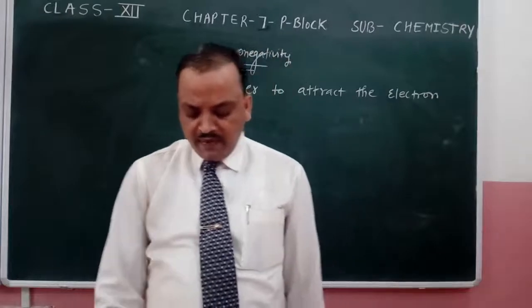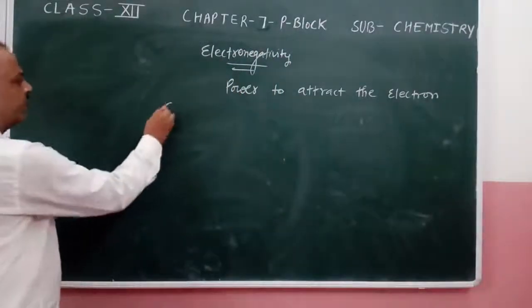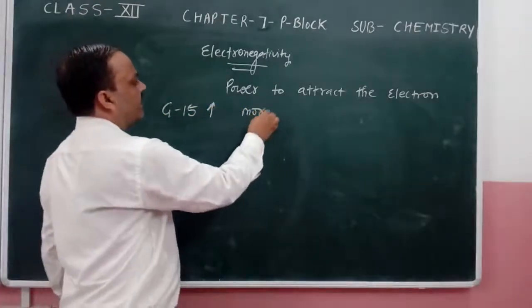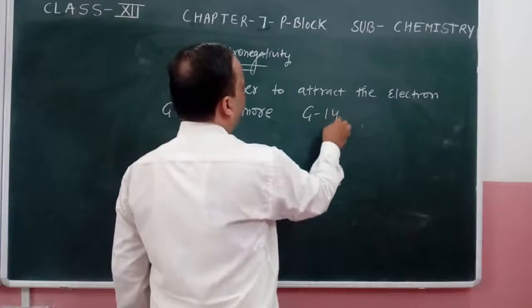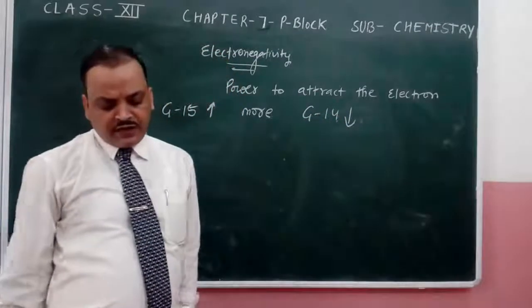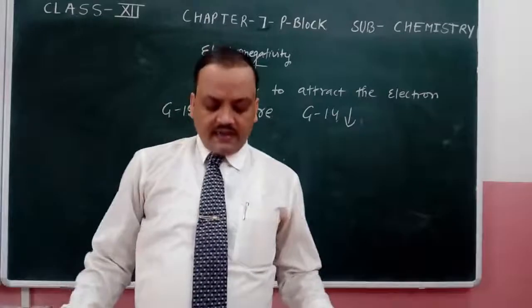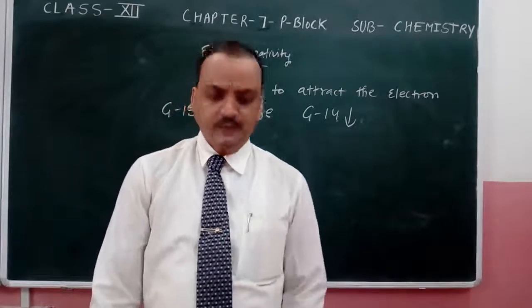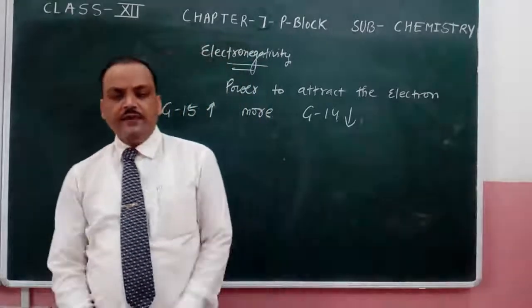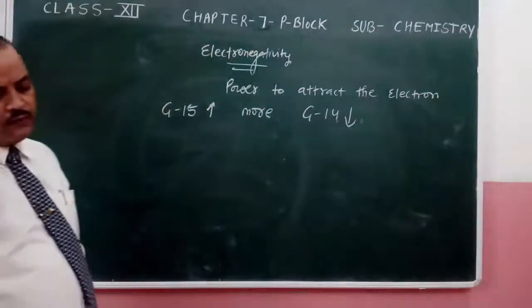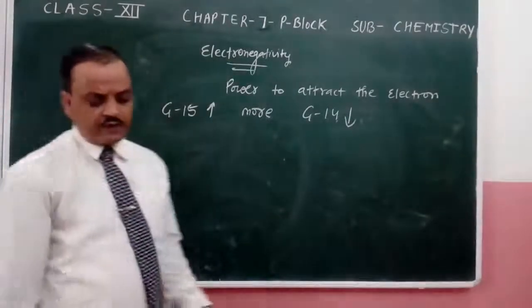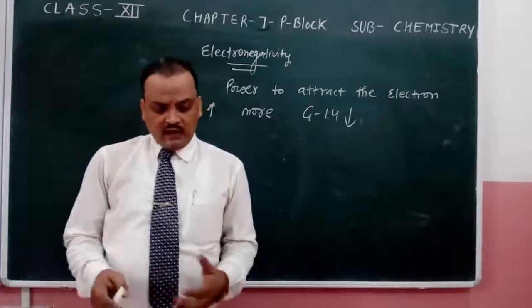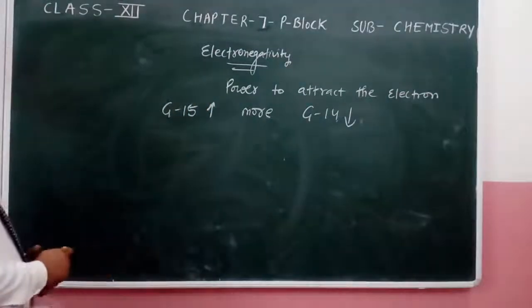Now group 15 elements are more electronegative, and group 14 elements are less electronegative. So what is the reason behind this? How do we explain this, which factors are responsible for this? Electronegativity of the elements of group 15 shows a gradual decrease on moving down in a group.